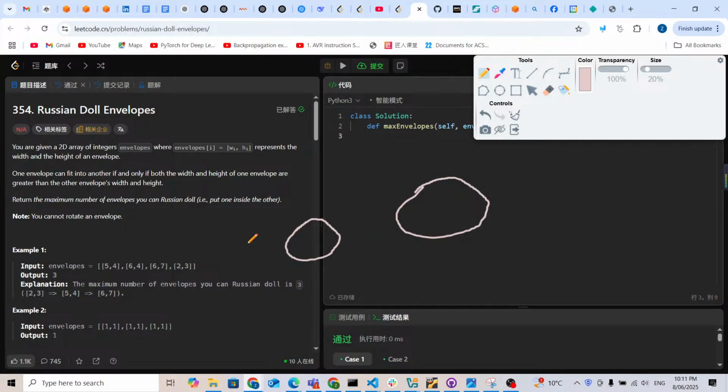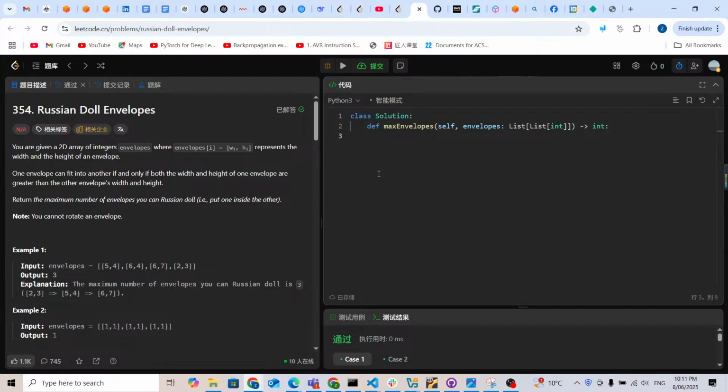For example, this is a circle. We just need to put a smaller circle inside of the circle. And if we have an even smaller circle, we're going to put it inside as well. Finally, we just need to check how many circles we have. In this example, we have 3 circles. And here is a similar example.